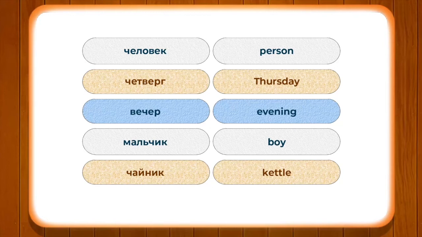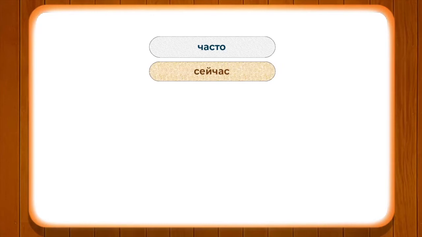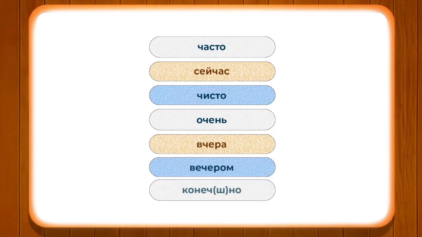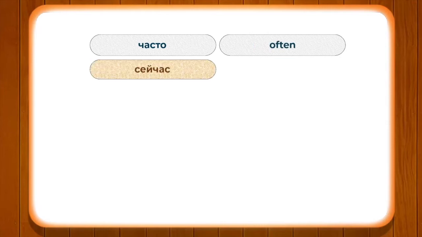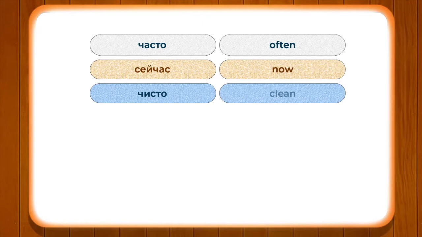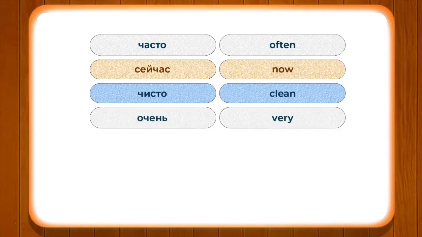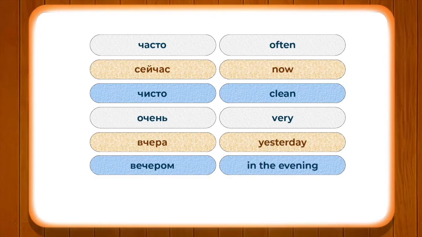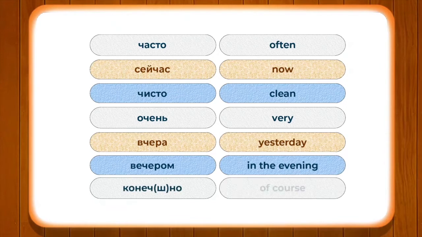Alright, now let's go ahead and pay attention to these new words. The words are часто, сейчас, чисто, очень, вчера, вечером, and конечно. So now let's learn the meaning of these new words. Часто means often, сейчас means now, чисто means clean, очень means very, вчера means yesterday, вечером means in the evening, and the last one is конечно, which means of course.